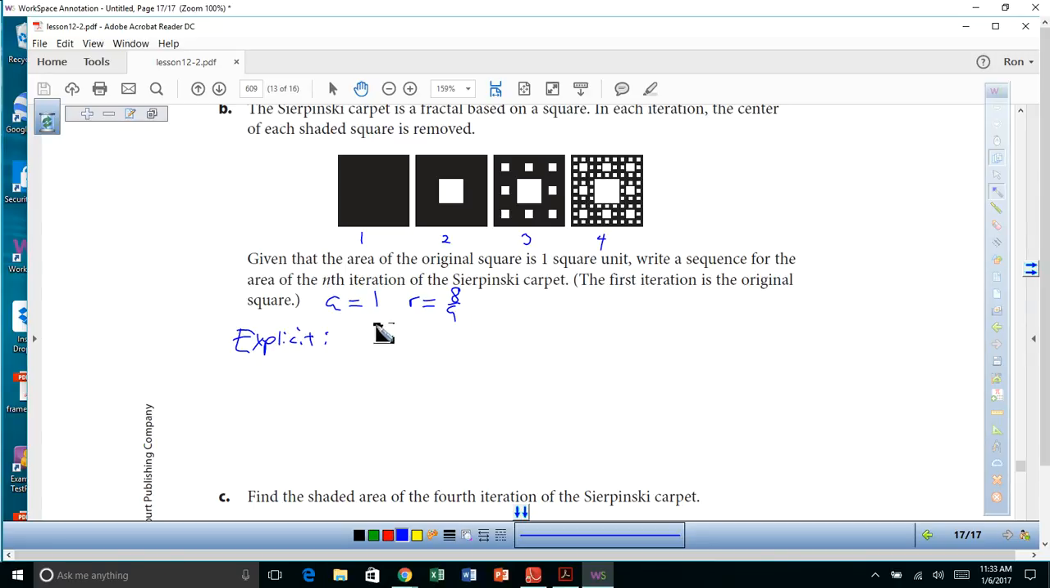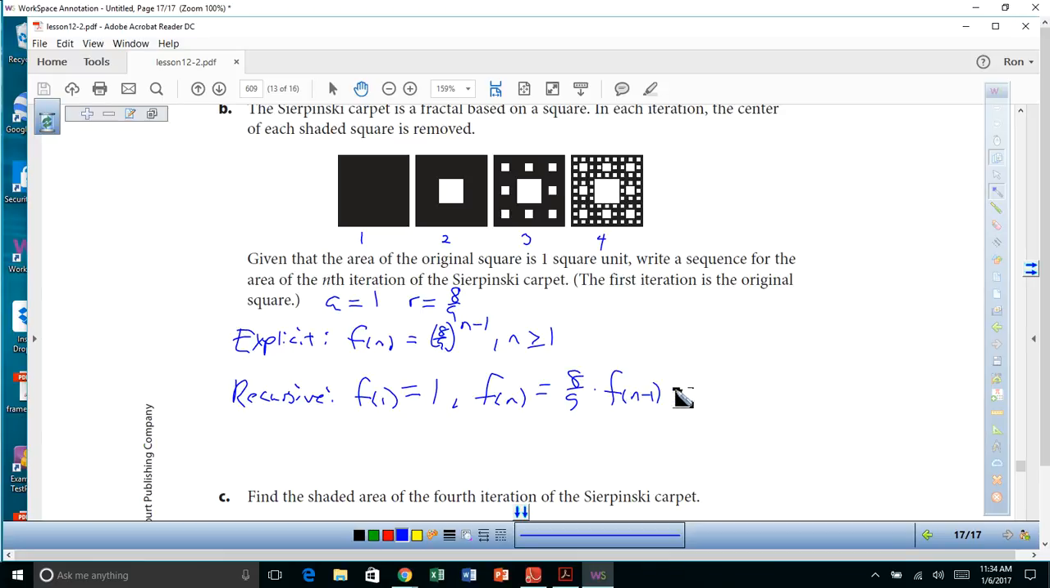Explicit formula would be F of N equals A, which is 1, times R, which is 8/9, to the N minus 1 power, provided N is greater than or equal to 1. You've got to define that. All right. Recursive: F of 1 equals 1, and F of N equals 8/9 times F of N minus 1, provided N is greater than or equal to 2.